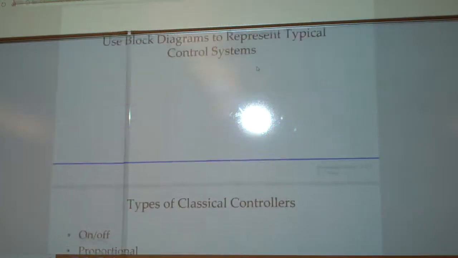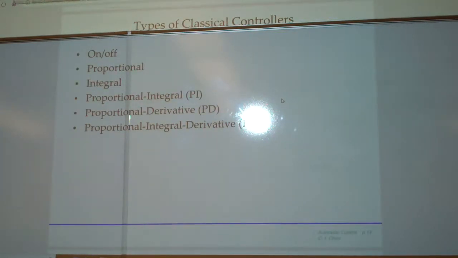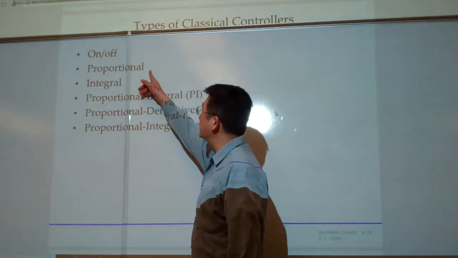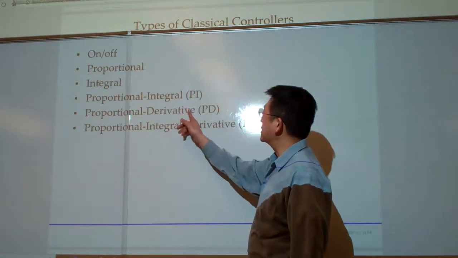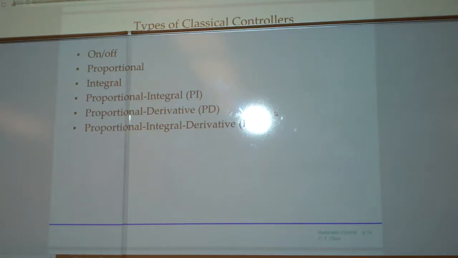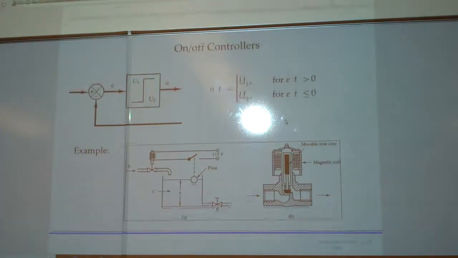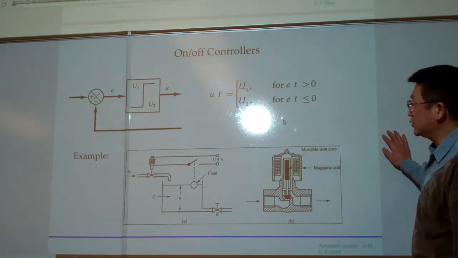Here we try to use block diagrams to represent typical control systems. I am going to introduce control systems that have controllers: P control, I control, the proportional controller, integral controller, and PI controller, PD controller, and PID controller. These will be very quick introductions, and some of the figures we might have seen in the introductions.